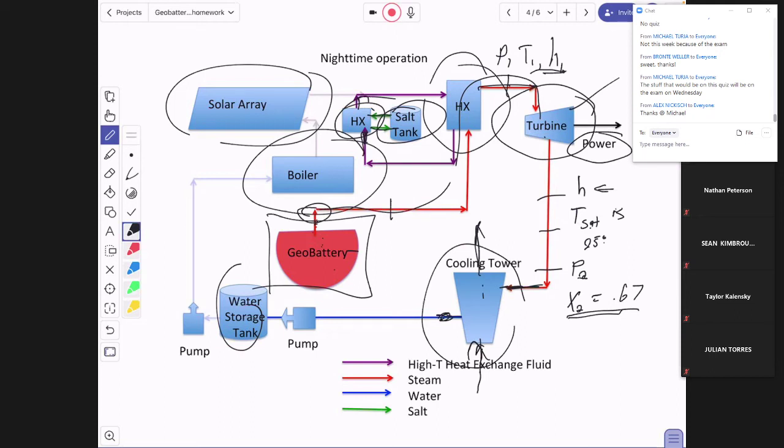A compressor, right? 2 more. A pump, right? And 1 more. Was that the valve? It's the throttling valve, right? Those are the 5 things that you need to see.